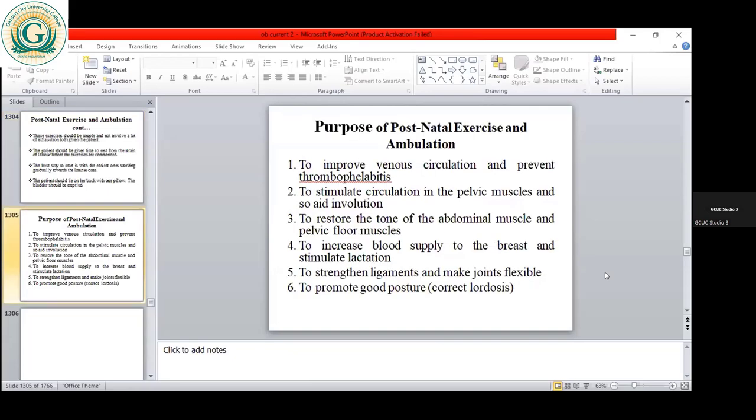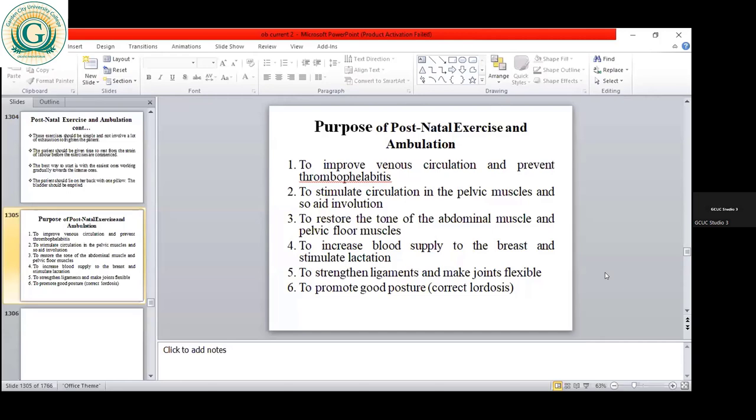This exercise is to improve venous circulation and prevent thrombophlebitis. The importance of this exercise is to improve circulation so that there will not be any clots, because she has been in one place, to stimulate circulation in her blood vessels, to restore the tone of abdominal muscles, to increase blood supply to the breasts, to strengthen ligaments, and to promote good posture.